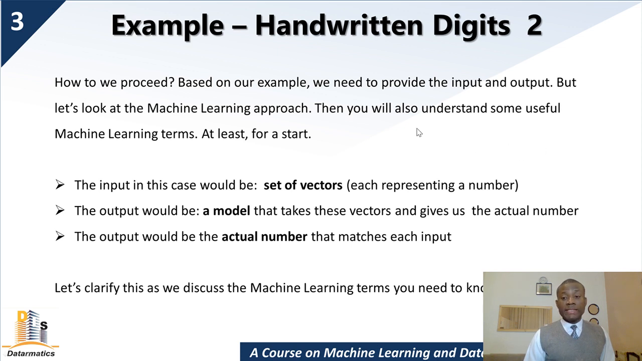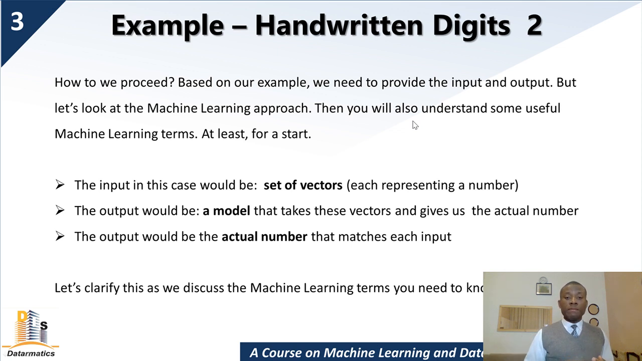So how do we proceed? That is the question. You have a set of handwritten digits and you have some input and output you are expecting. Based on the examples, we need to provide the input and the output. So what you need to do is to first provide an input, which is going to be a set of vectors, which is 28 by 28 pixel images. Each of these images represents a number.